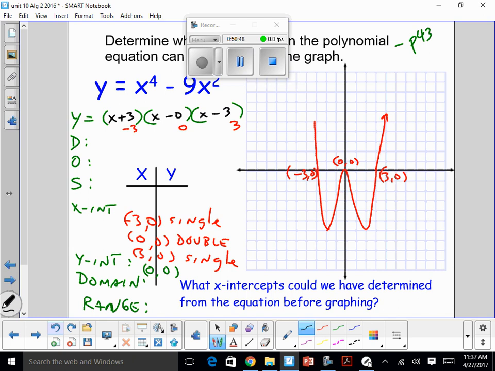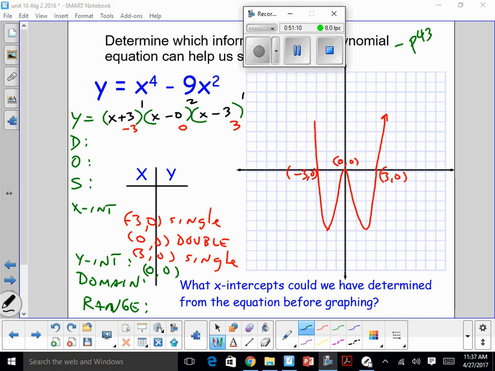What is the degree on this one, please? 4. Solutions? 4. And then the orientation, positive. He's a regular W. If he's pointing down like the letter M, it'd be negative. Please circle that 4 on the actual problem. When it's in standard form, not factored, the largest degree is the degree of the problem.